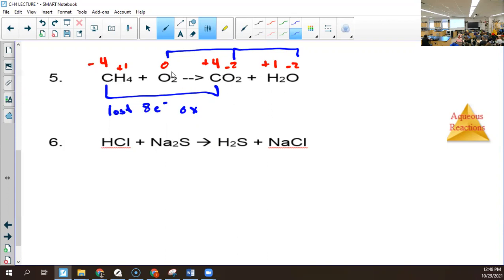Okay, oxygen went from a 0 to a -2. Is that what it would want to do? Yeah, it wants to gain. So it gained. Oh, I know it's confusing. Promise me, I struggled with this my whole life.